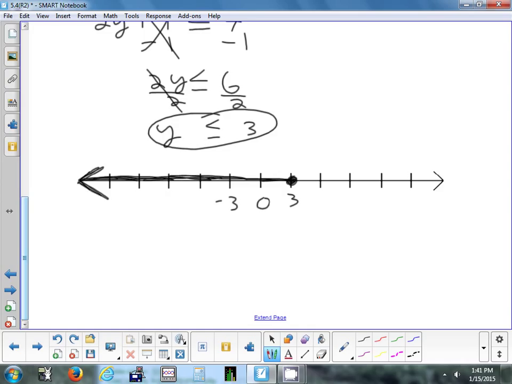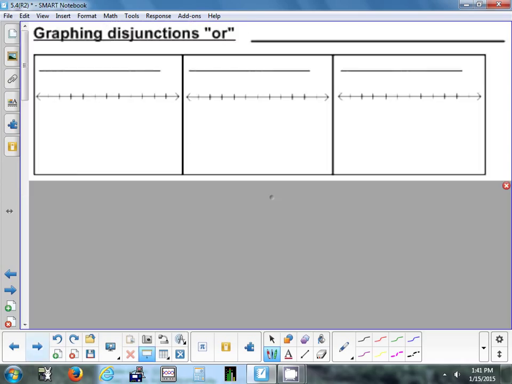Okay, so Mr. Roy is going to show you some stuff with conjunctions and disjunctions. Let's get through the disjunction stuff. Let's hand those out. All right, guys.